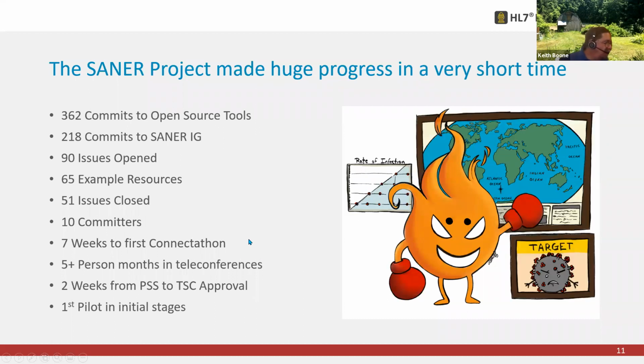We've had so many person hours in teleconferences that it adds up to over 5 person months, over 800 hours in teleconferences from the people who've been involved. This has been one of the fastest, going from the day the PSS was written on March 24th to TSC approval. That was 2 weeks later. And we have our first pilot in its initial stages in Maryland. So, a tremendous amount of progress.